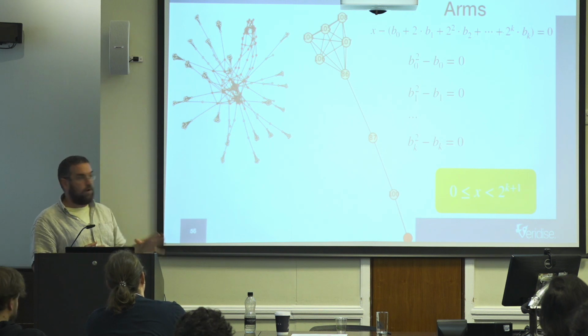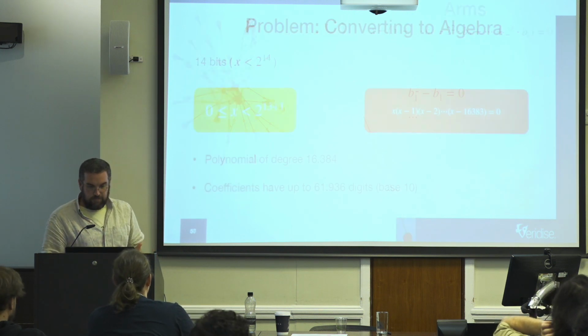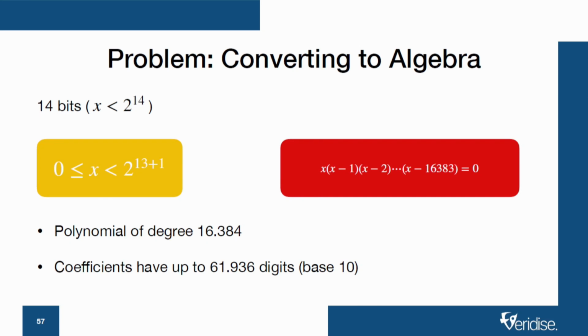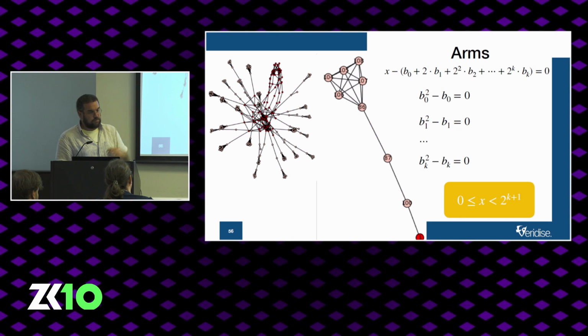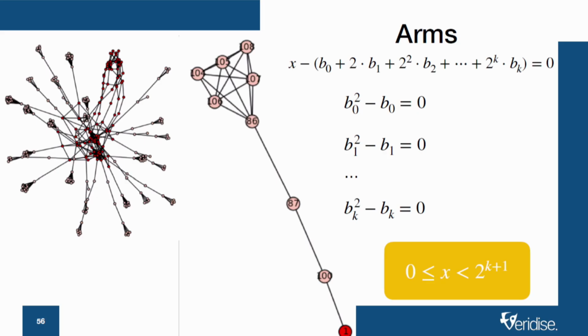But the problem is this does not translate well into algebra. Even if you have just 14 bits, a very small number, if you want to translate this into a polynomial equation, what you would be doing is using Groebner basis to eliminate those bits and see which equation x itself has to satisfy, because that's what you care about in the end. The whole arm is just there to express what you know about x.